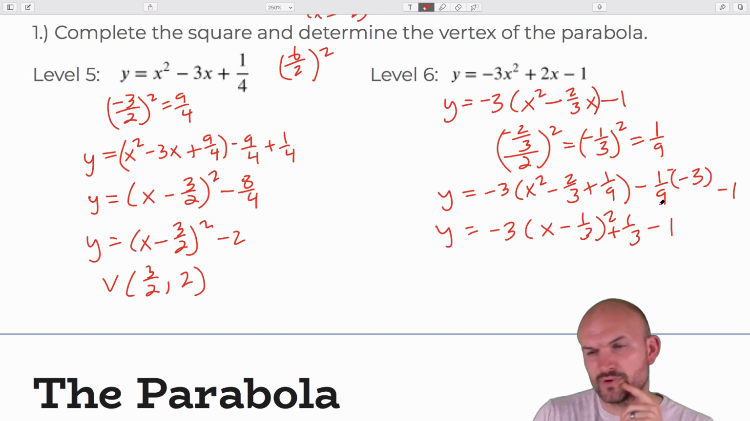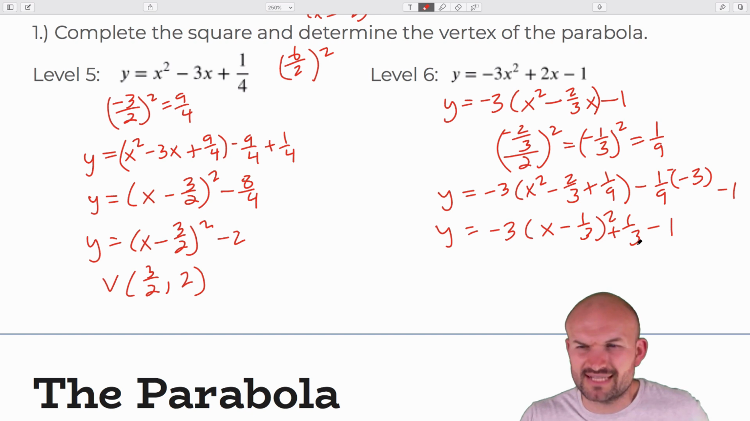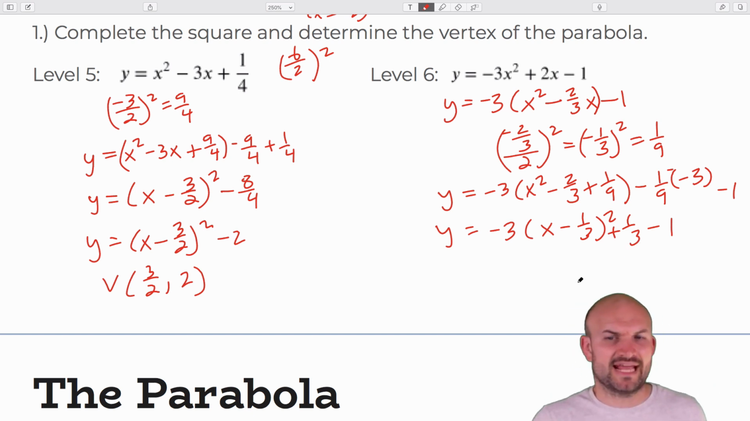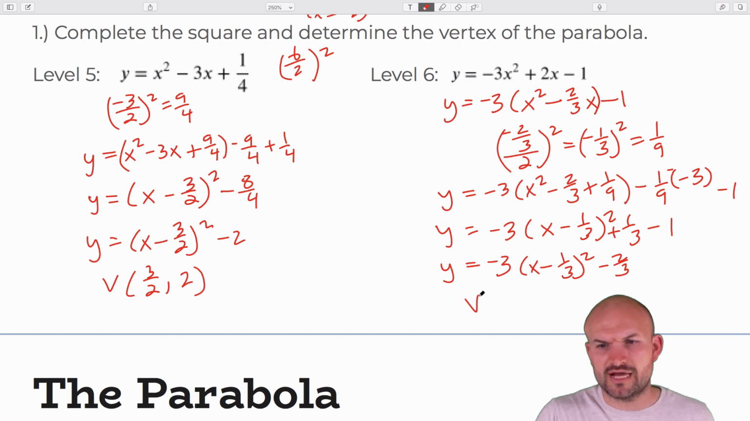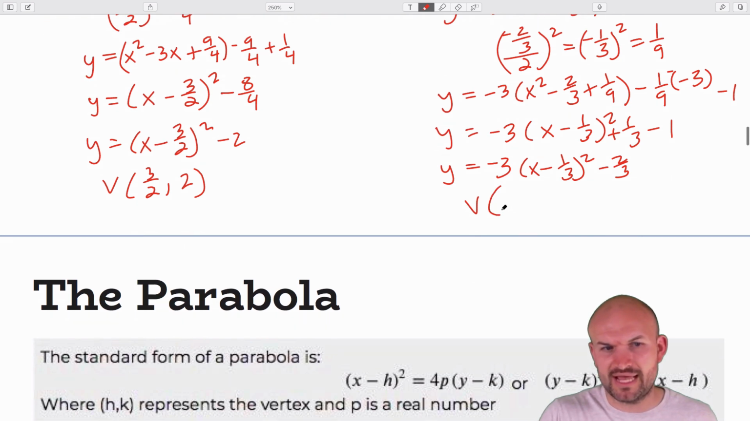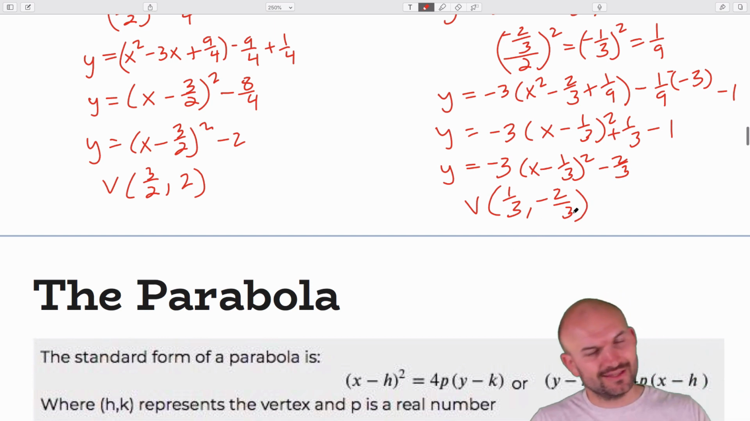So again, that 3/9, which is 1/3, minus 1. So therefore, that's going to give me a what? A negative 2/3. So y equals negative 3 times x minus 1/3 squared, minus 2/3. So now my vertex in this case is going to be positive 1/3, negative 2/3. There you go. So again, just a little bit of advancement.